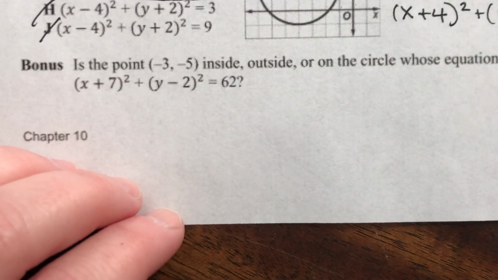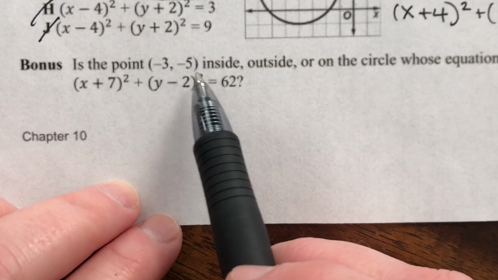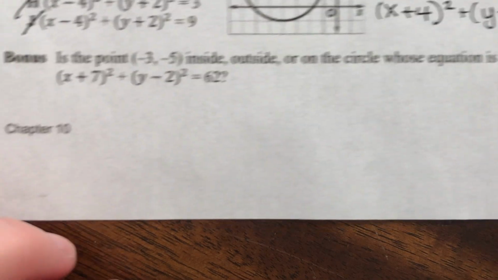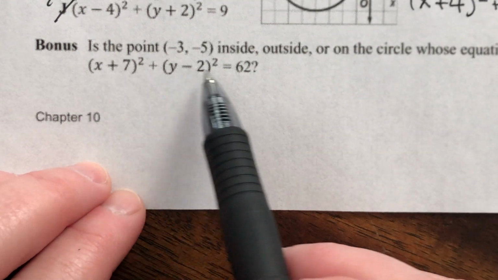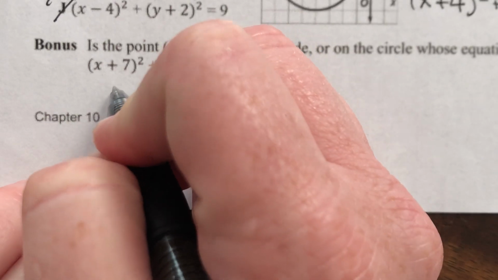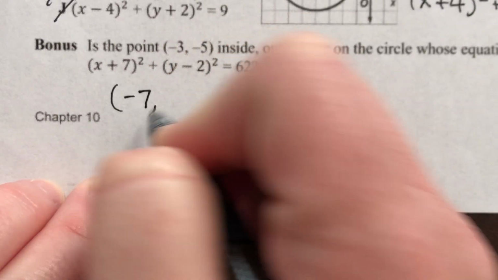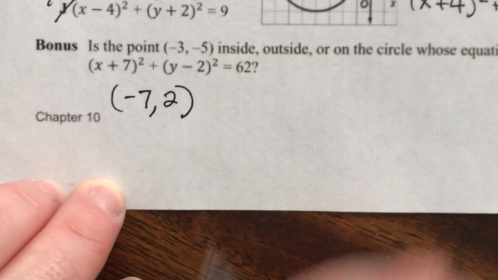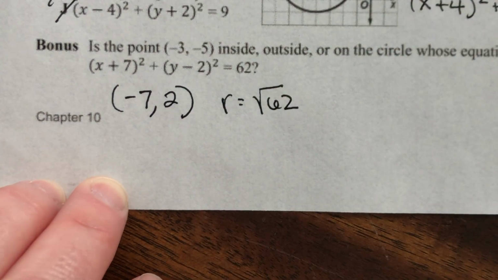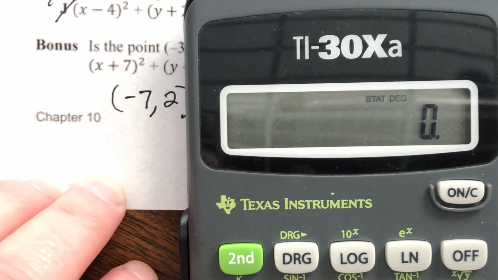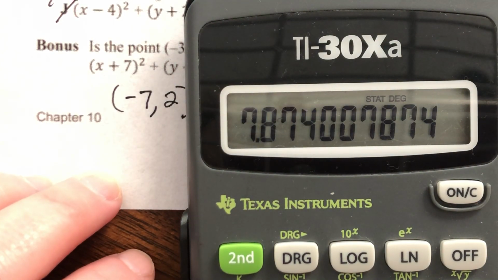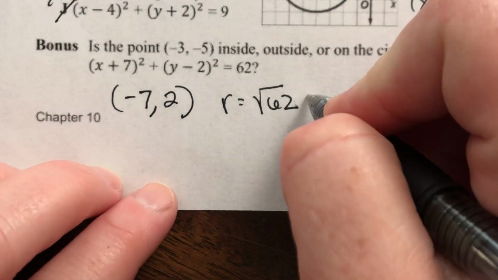All right, and for the bonus, is the point negative 3, negative 5 inside, outside, or on the circle whose equation is given? Okay, so we want to figure this out. So the center of our circle is going to be at negative 7, comma 2. And the radius of our circle is the square root of 62, which we're going to have to change to a decimal. 7.87, we'll say, is about 7.87.